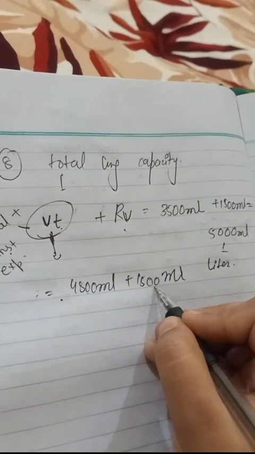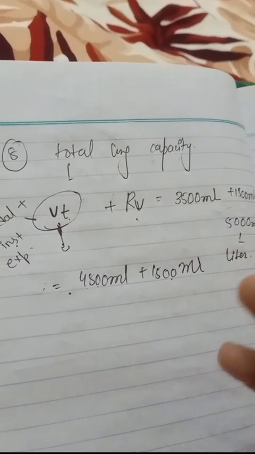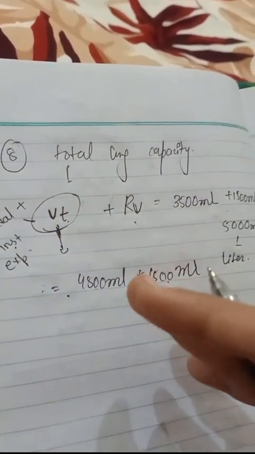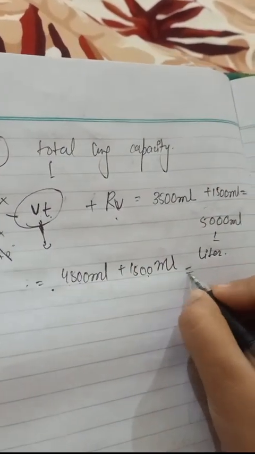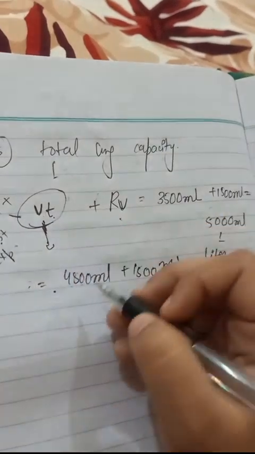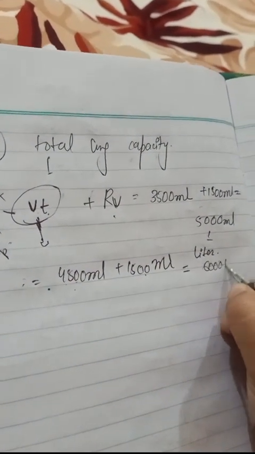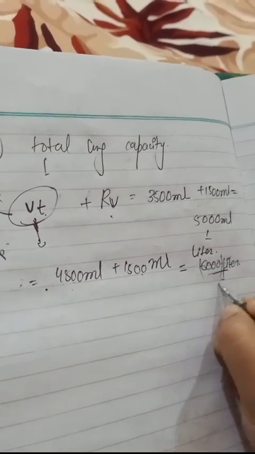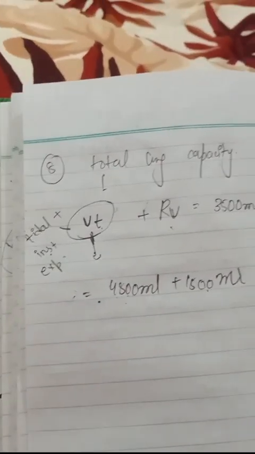Residual volume is how much air remains in the lungs or the respiratory tract after forceful exhalation, and vital capacity is forceful inhalation and forceful exhalation of the air. This was the minimum, this is the maximum, which is equal to 6 liter. So this was about the total lung capacity.